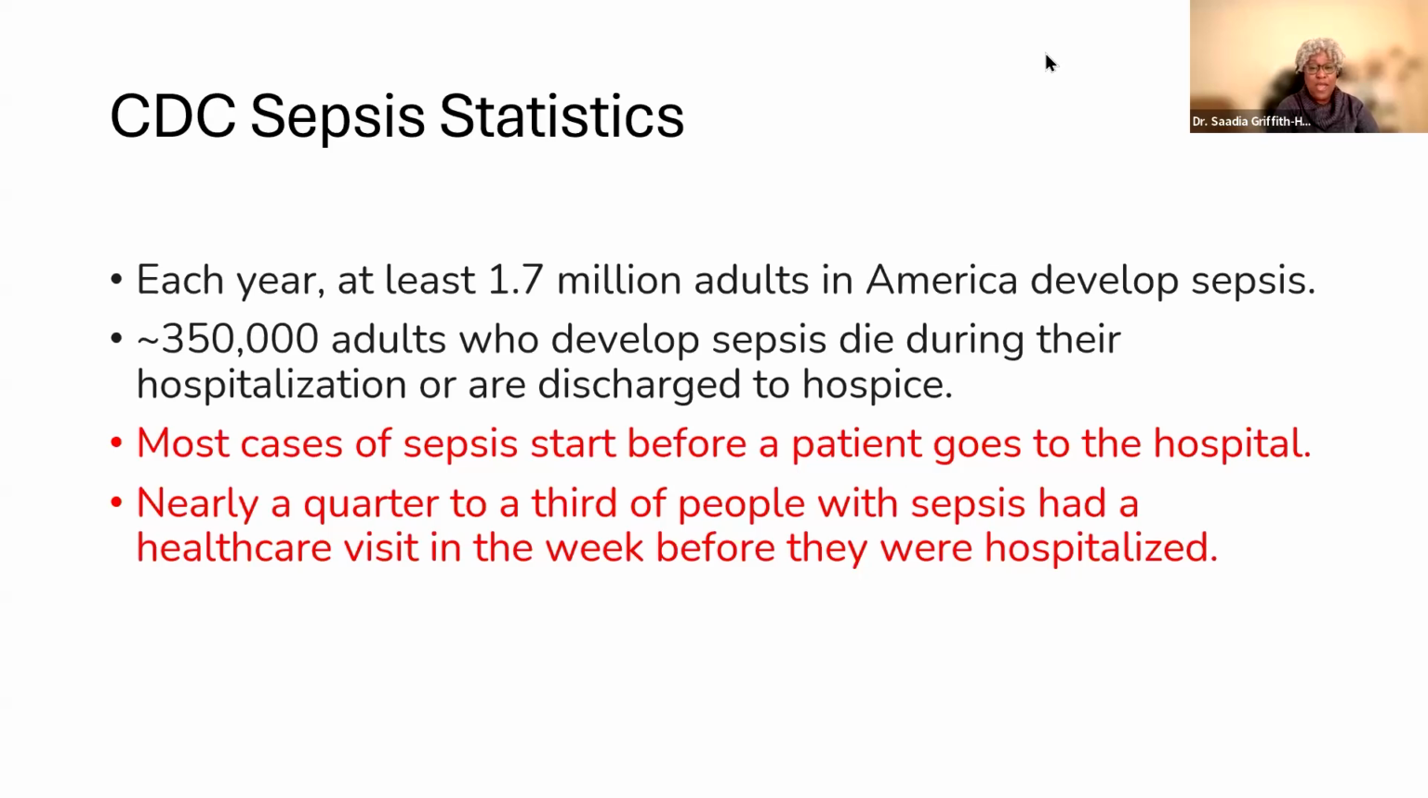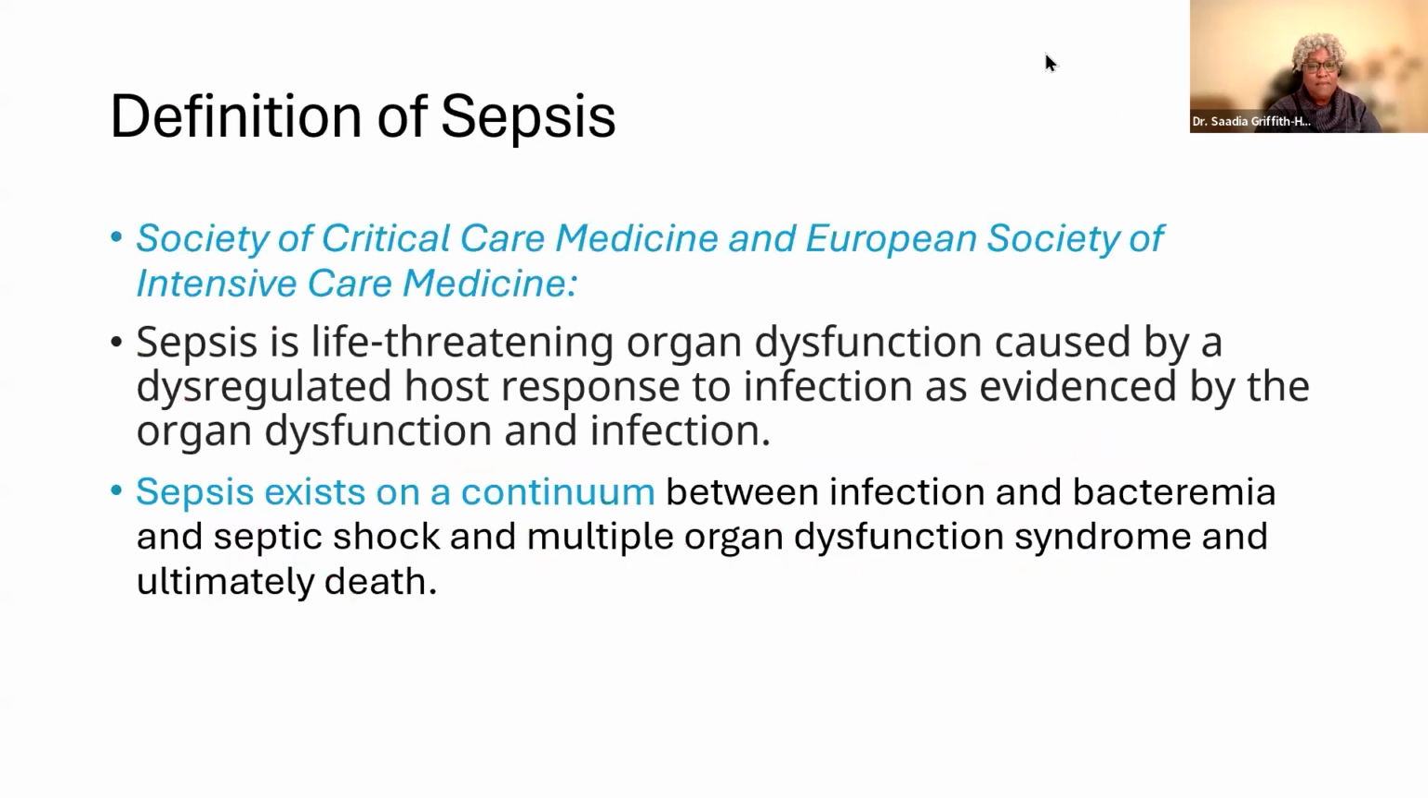The two things that I've highlighted in red apply to the clinic. Most cases of sepsis start before a patient goes to the hospital. So that implies that we have a chance to make a diagnosis and impact somebody's outcome. And especially, nearly a quarter to a third of people with sepsis had a healthcare visit in the week before they were hospitalized. So again, that suggests that we can make a difference in this illness. And most people who develop sepsis have at least one underlying medical condition, such as chronic lung disease or a weakened immune system. So again, that's something that we should think about.